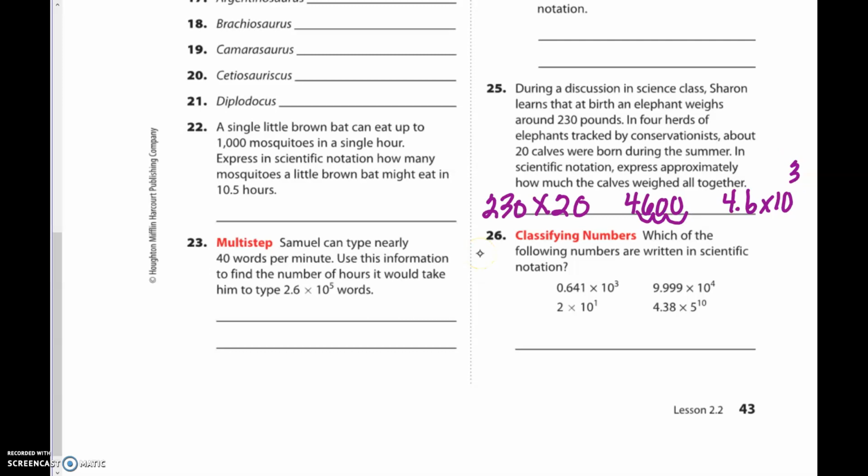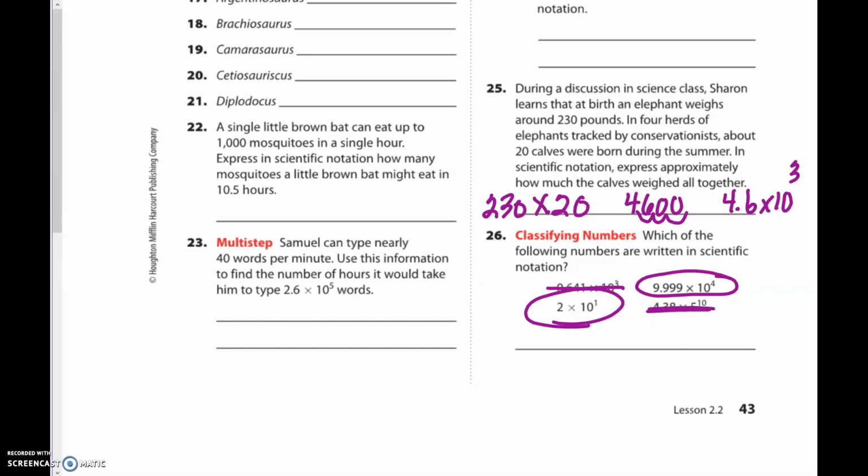All right, 26. Which of these numbers are in scientific notation? Well, the first one, that is not a number between 1 and 10, so that doesn't work. This one looks okay. Numbers between 1 and 10 times 10, that works. Number between 1 and 10 times 10, that works. Number between 1 and 10 times, oh, that says times 5 to the 10th, so that one does not work.